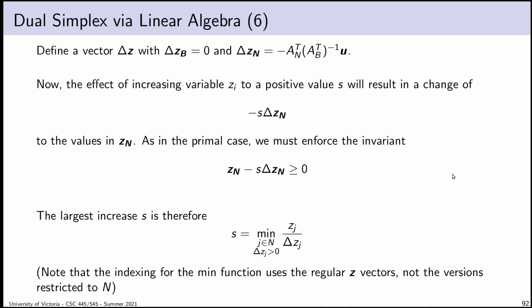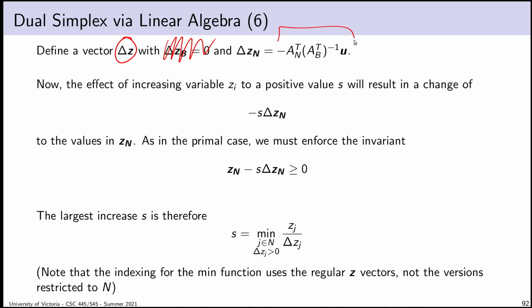Okay, so now here's where I try and bring the derivation back in parallel with the primal one. I define my vector delta z, and again, just like before, there are some variables that make no difference to me, so I'll just define them to equal 0, and then I define delta z_N to be this thing.